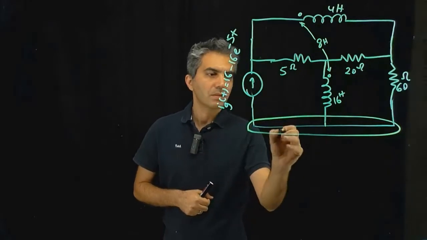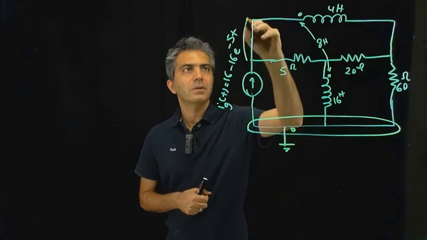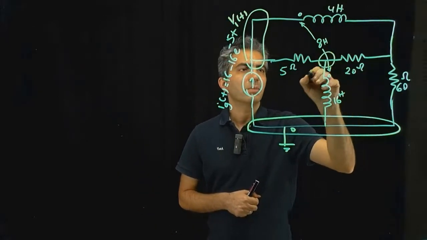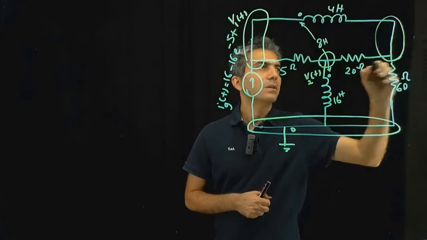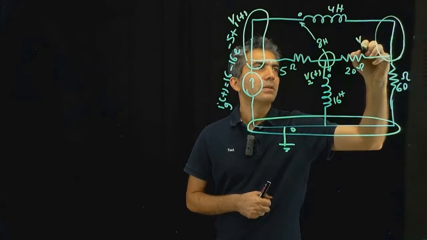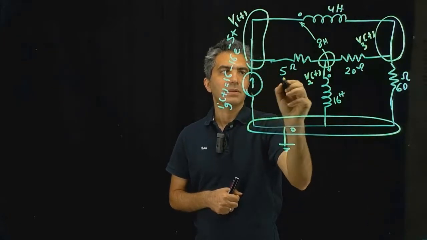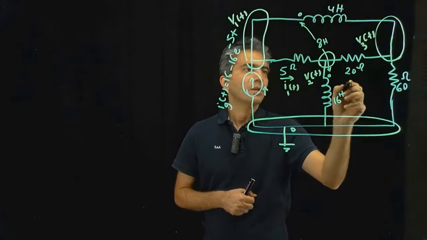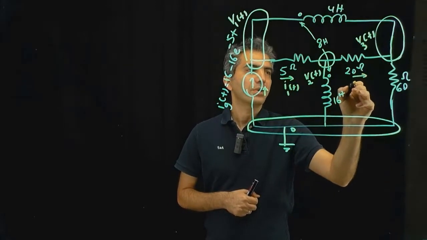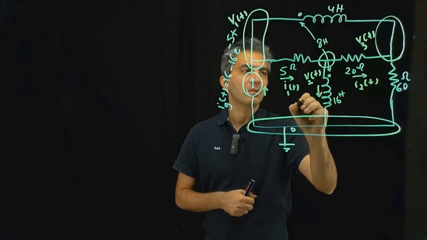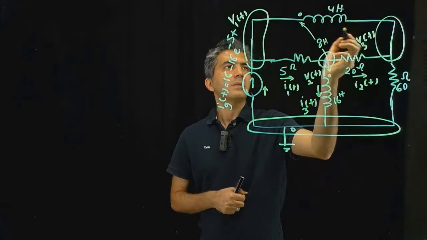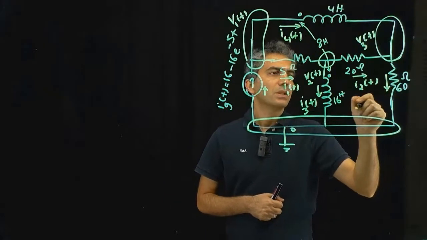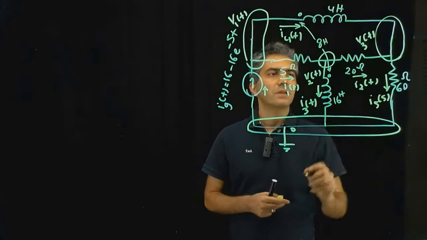So we pick this and call it our ground. Then we have this one, I'm going to call it V1(t). We had this one in the middle, I'm going to call it V2(t). And we have here this last node, and I'm going to call that one V3(t). This current obviously is Ig. This current passing through this 5 ohm, I'm going to call it I1(t). The current passing through the 20 ohm, I'm going to call that I2(t). The current passing through the 16 Henry, I'm going to call that I3(t). The current passing through the 4 Henry, I'm going to call that I4(t). And then finally the current passing through the 60 ohm, I'm going to call that I5(t).